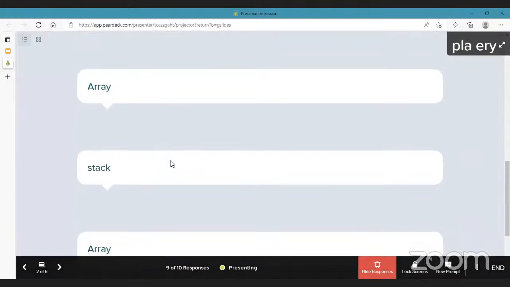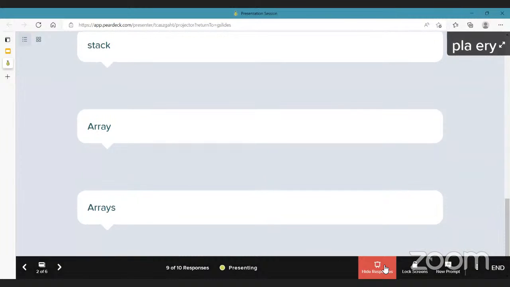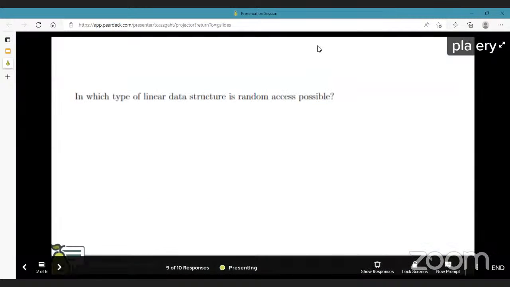Array. So the answer is array. Can anybody unmute and explain why? Anyone? The array is indexed. So if we know which element we need to access, we can directly give that index and access that element.